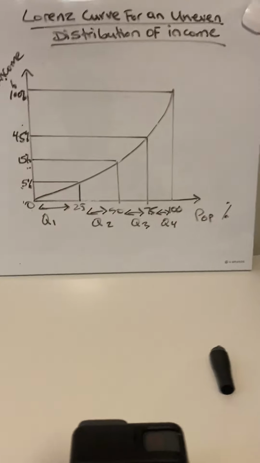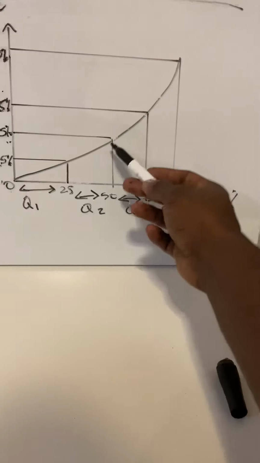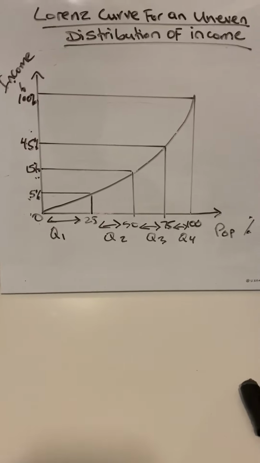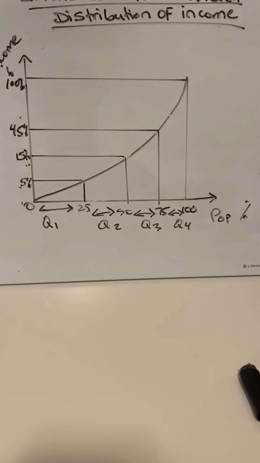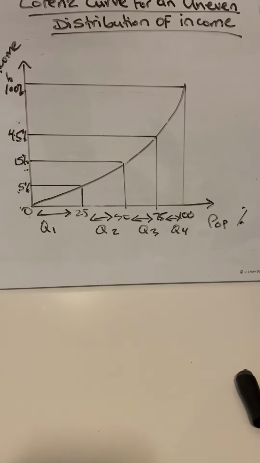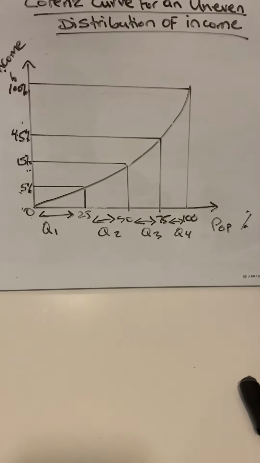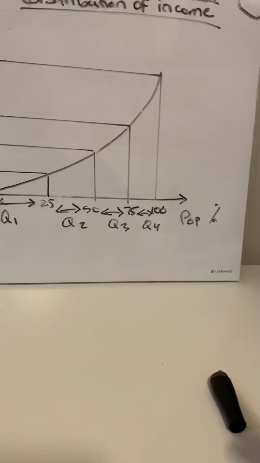All right, so basically, as you see here, it's not a 45-degree line as previously, right? So you find that it's still uneven, right? It's not even, but it's not absolutely uneven.